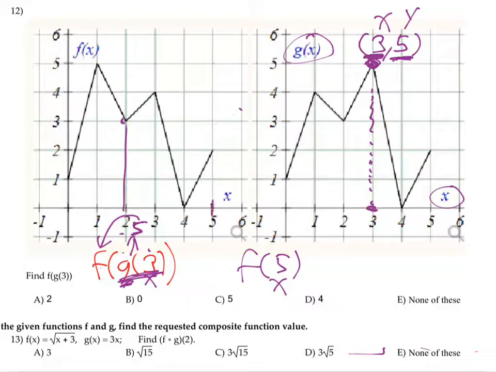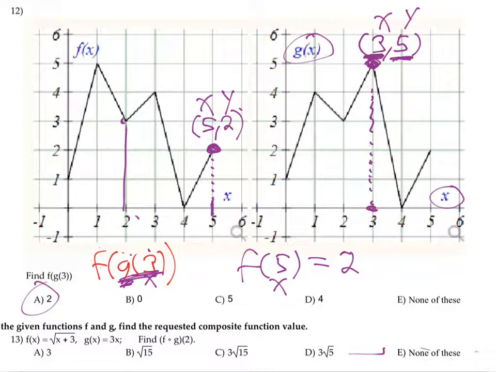So find the 5 on the function, go up, find that point. That's over 5, up 2. The f of 5 gives you back a 2. So the answer is 2. There it is. So that's how it works. Again, you just take that 3, put it into g, find it, out comes a 5, and then you put that 5 into f, find it, out comes a 2.